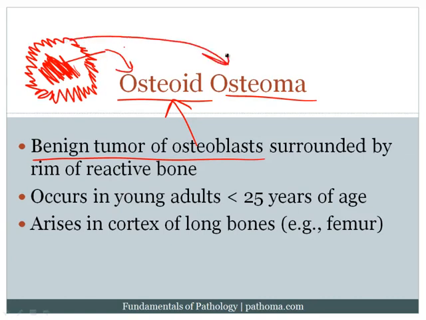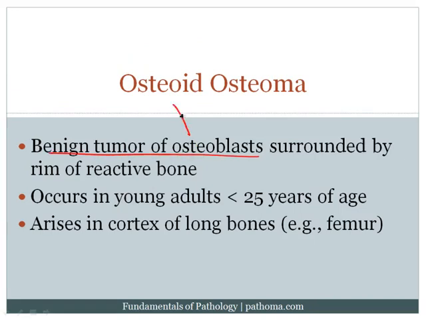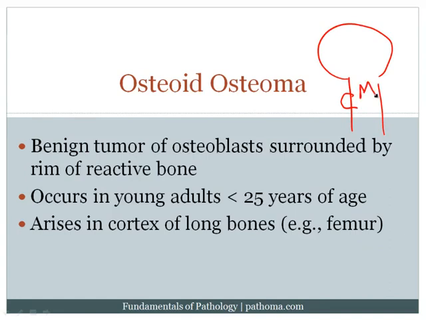So let's read this now. This is a benign tumor of osteoblasts, which make osteoid, surrounded by a rim of reactive bone, hence the term osteoma. It occurs in the cortex of young adults, less than 25 years of age is sort of the classic demographic, and it arises in the cortex of long bones. Now let's go back and remind ourselves that the bone has a cortex, which is its surface, and then there's a medulla. And so this tumor is going to arise on the cortex of the bone. And also important to note is that it usually arises on the diaphysis in a long bone.